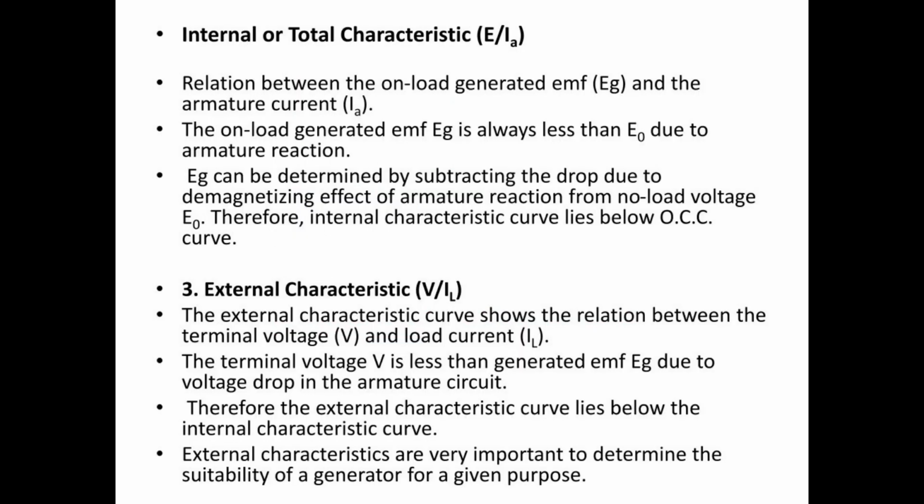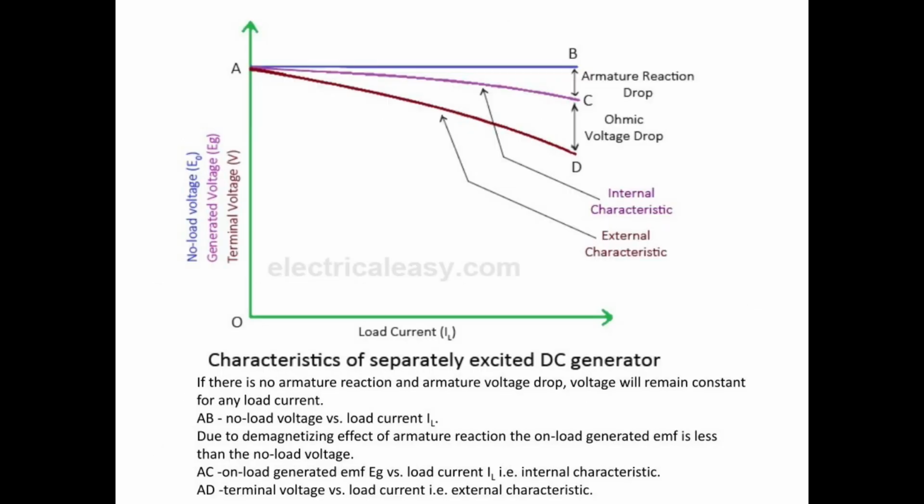Next one is the internal or total characteristics. The internal or total characteristics is the relation between the generated EMF and the armature current Ia. So it is the relation between Ez and Ia.